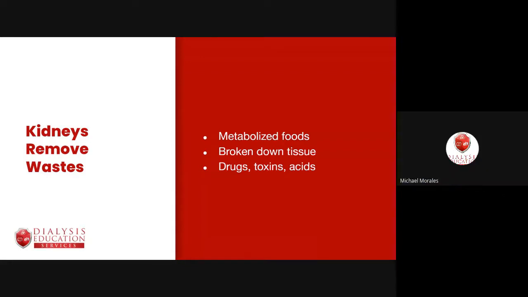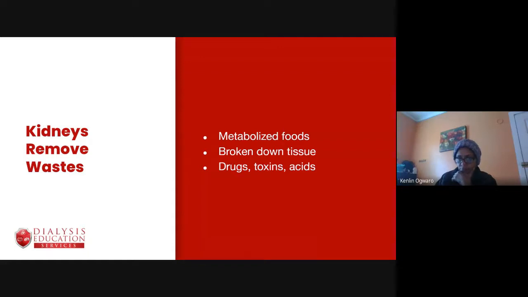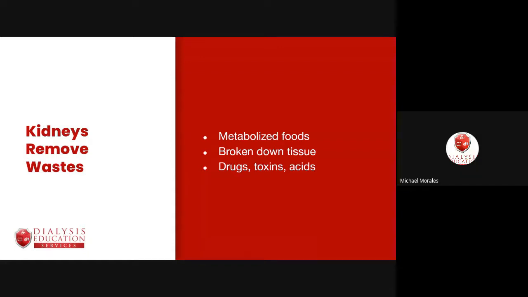So that's one waste, urea, BUN, from metabolized foods. But then there's also this other waste that we really watch, and it's usually the primary marker for kidney failure, called creatinine. Creatinine is another waste product, not from metabolized food, but from the breakdown of your muscle or your tissue. And we all break down tissue every single day, every single night.